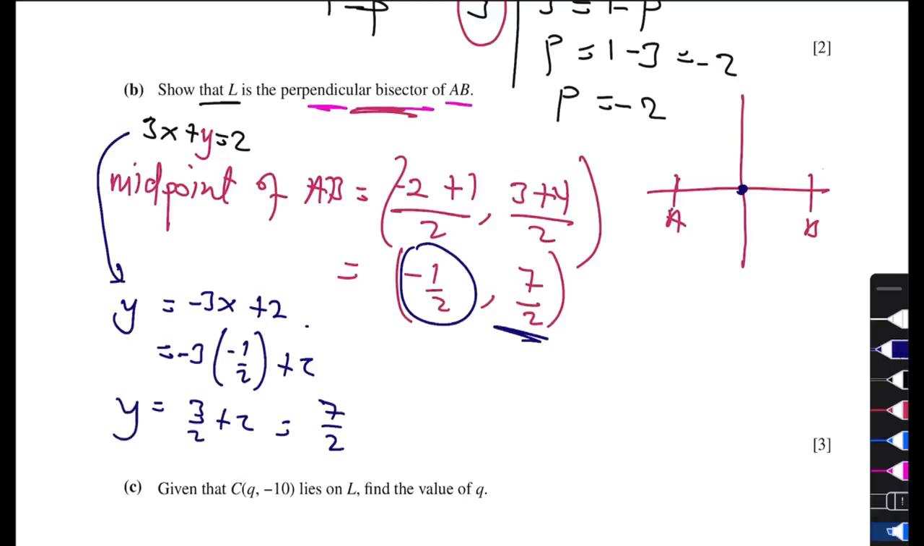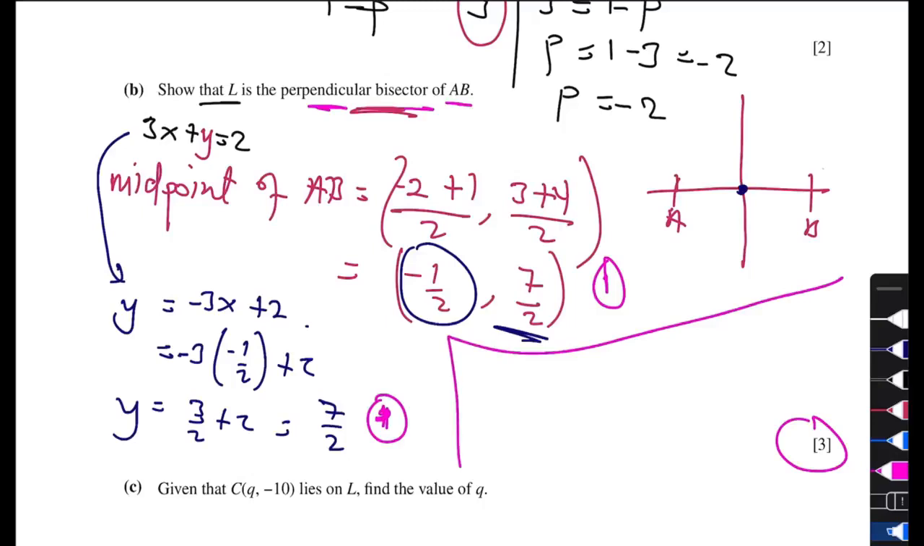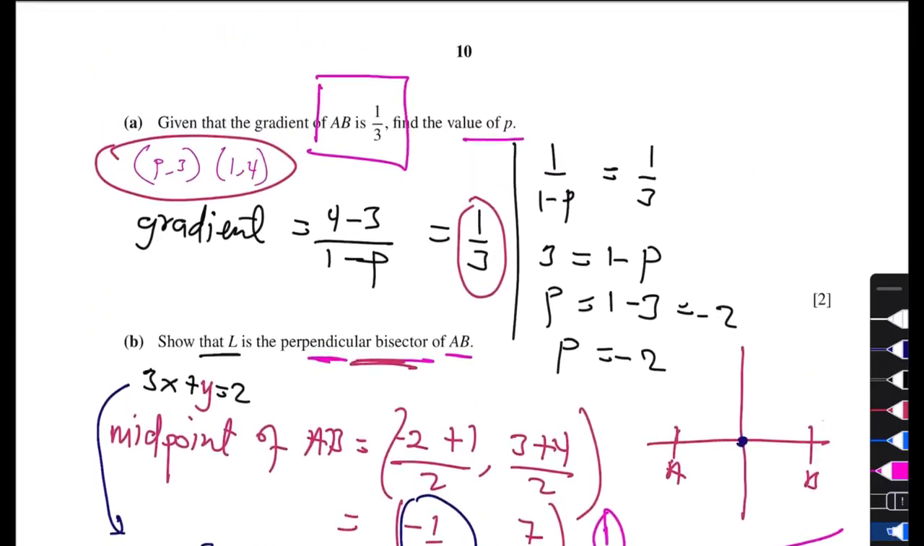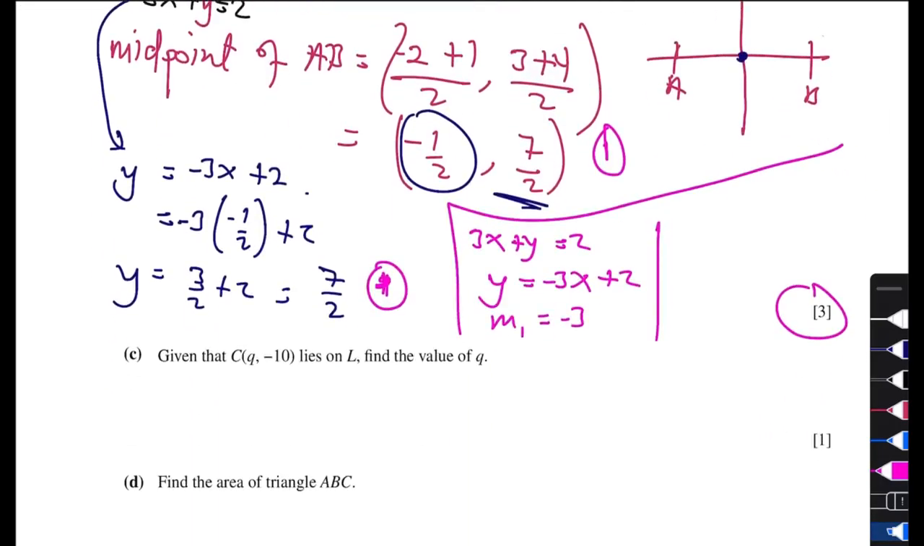the next thing you want to do: the marking scheme will give you 1 mark for the midpoint you found. If you have been able to prove that it lies on the line, you get another mark, making 2. But the question is 3 marks, so you are left with the last one, what I started with earlier. Looking at this line, 3x plus y equals 2, the gradient, or m1, is -3. And for line AB, we also found the gradient, let me call it m2, to be 1/3.